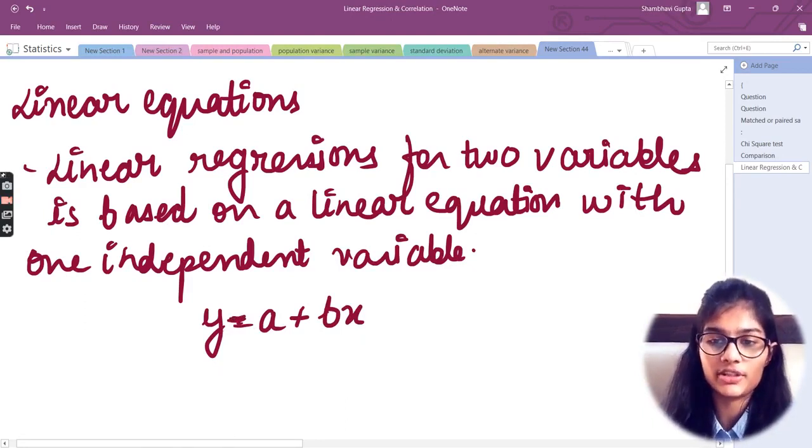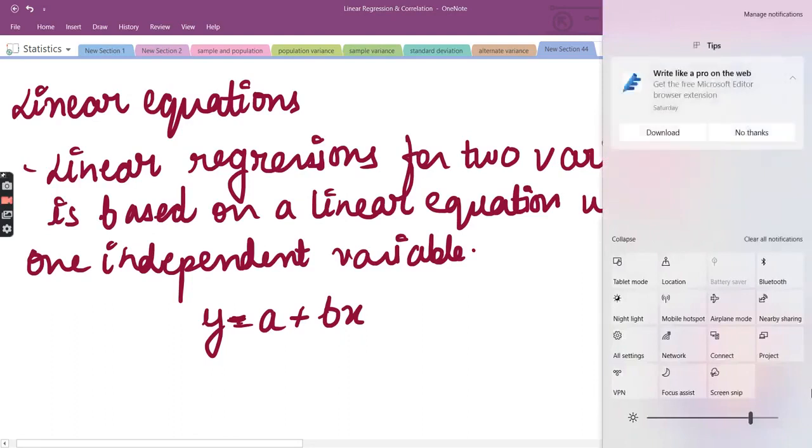That's y is equal to a plus bx, because we get these things in our very younger classes, right? We have already studied these things in our younger classes. So this is about linear regression for two variables. Okay, how did this particular thing appear?